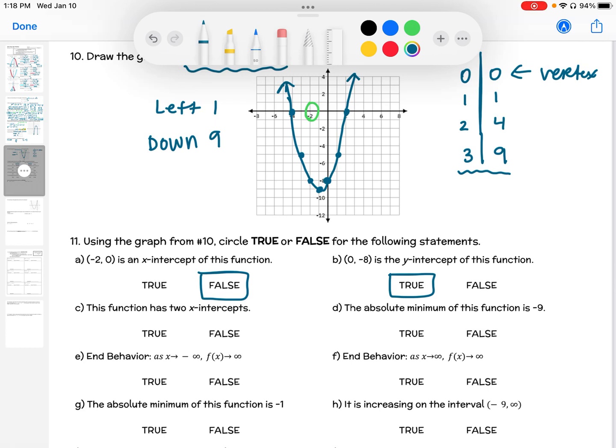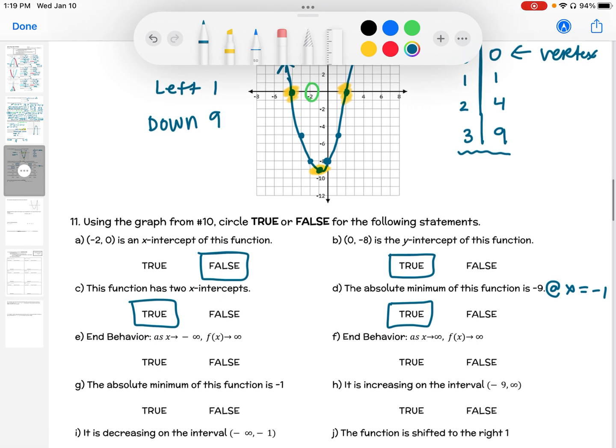This function has 2 x-intercepts. That is also true because we cross here and we cross here, so we would say true. The absolute minimum of this function is negative 9. So the lowest y value we go to is going to be negative 9, so we would say true. This question doesn't have the part where we say at x equals negative 1, but that doesn't make it false.